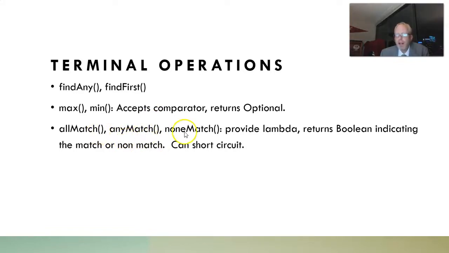All match, any match, none match. This returns a Boolean and accepts a lambda. So all match will return true only if all of the items match whatever that lambda expression says. Any match returns true if at least one matches that lambda expression. And then none match returns true if none of them match that lambda expression.